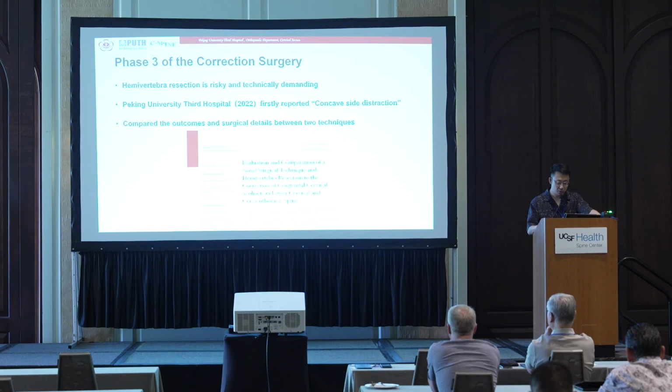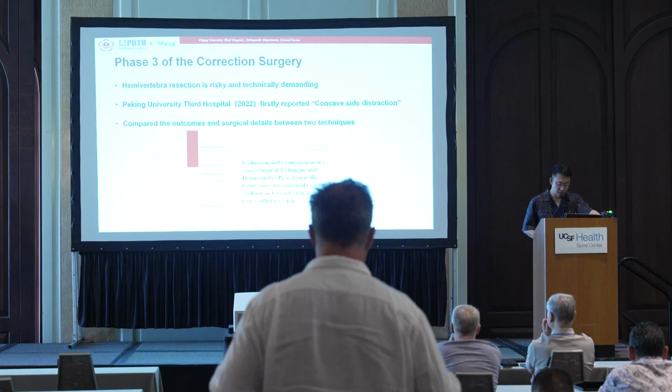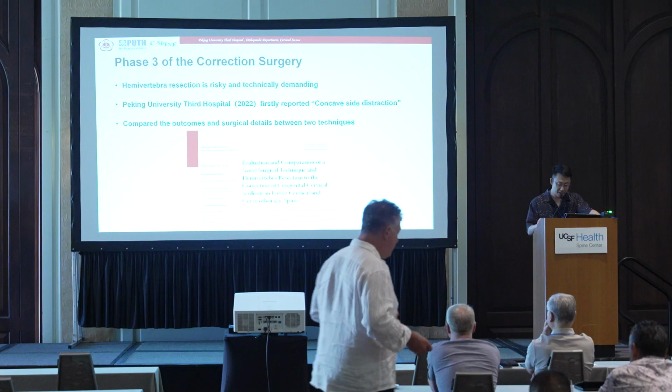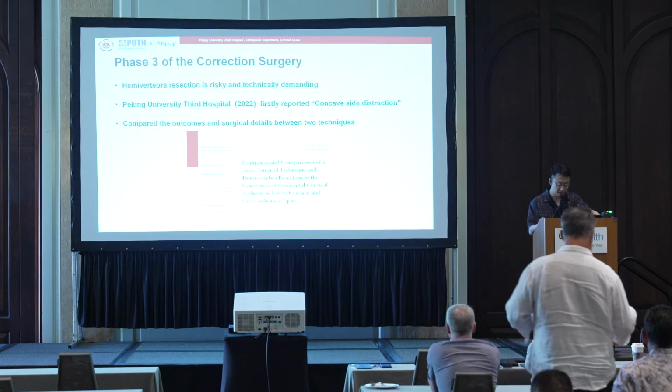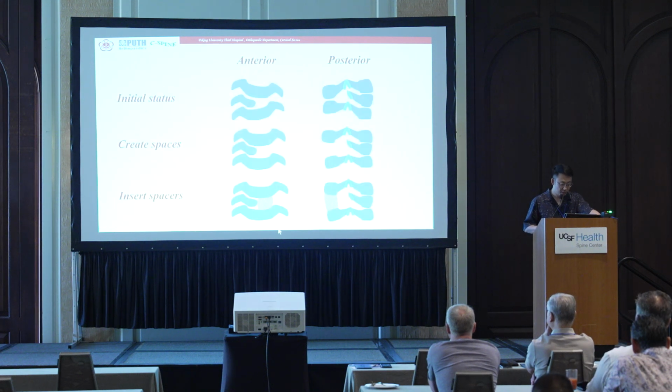In 2022, our hospital, Professor Sun, reported a novel surgical technique for correcting cervical scoliosis using the concave side distraction mentioned by himself yesterday, and compared these outcomes with those of traditional convex side resection. So this publication marked the formal beginning of the 3rd stage in the surgical management of congenital cervical scoliosis. The detail of the procedure was described by Professor Sun yesterday.